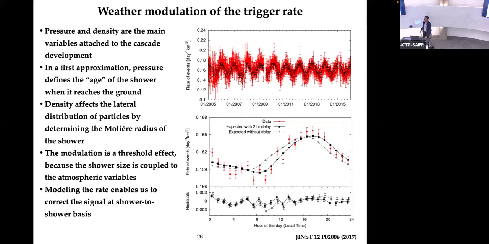Yes. The first one you don't see anything. No, we don't see anything. So above 8 EeV, we have clearly a 5 sigma effect.